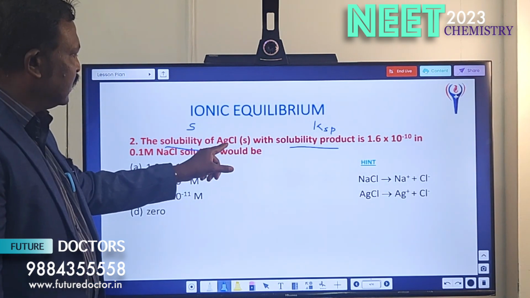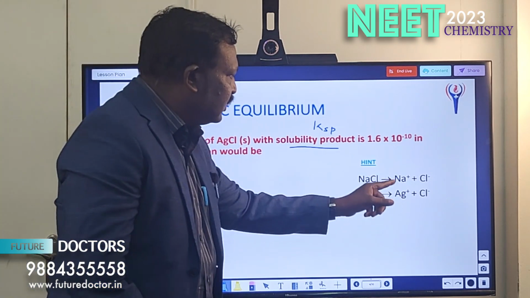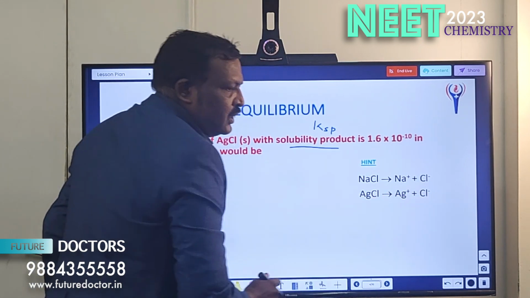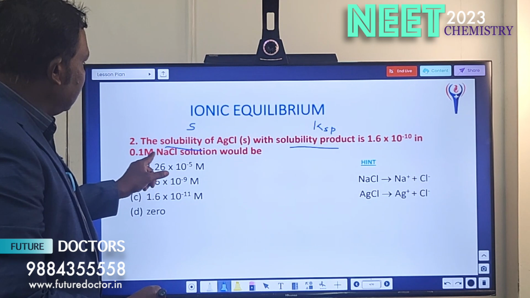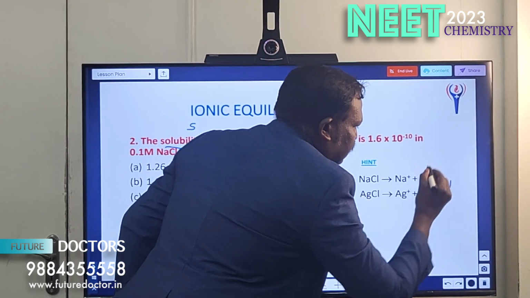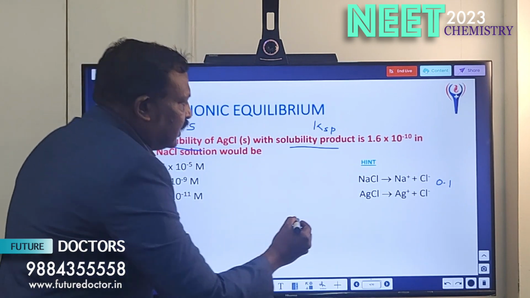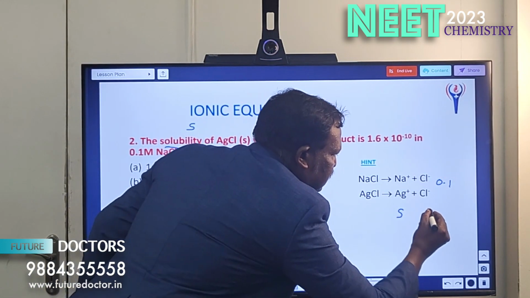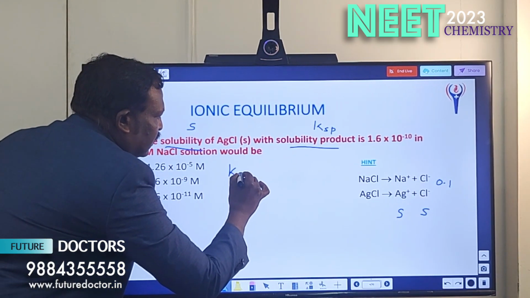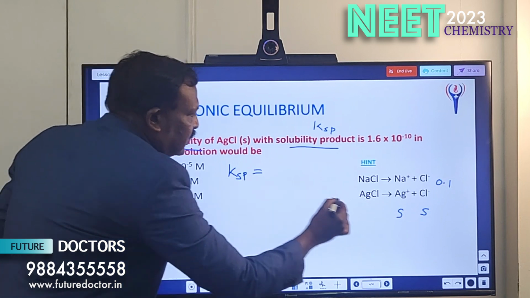Suppose here we have AgCl in 0.1 molarity NaCl solution. Here NaCl also produces Cl minus ion, and AgCl also produces Cl minus ion. In NaCl, the Cl minus concentration is 0.1. Then you know that AgCl splits into Ag plus and Cl minus. Now we write this as S, and this is also S. If you want to write KSP, solubility product, it is the product of these.